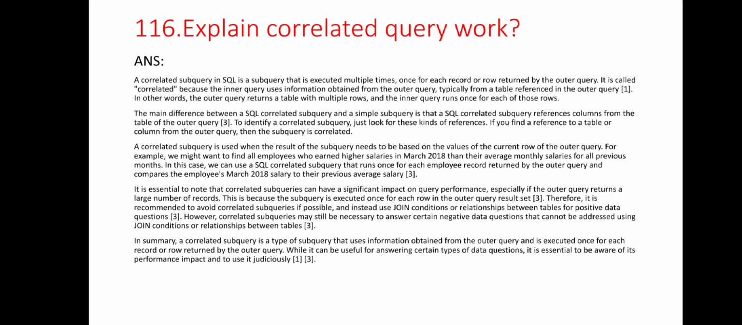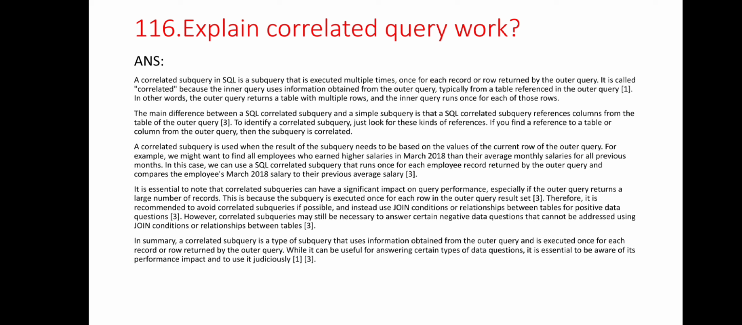It is essential to note that correlated subqueries can have a significant impact on query performance, especially if the outer query returns a large number of records. This is because the subquery is executed once for each row in the outer query result set. Therefore, it is recommended to avoid correlated subqueries if possible and instead use join conditions or relationships between tables for positive data query questions. However, correlated subqueries may still be necessary to answer certain negative data questions that cannot be addressed using join conditions or relationships between the tables.